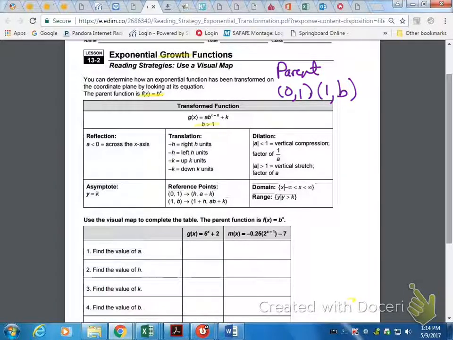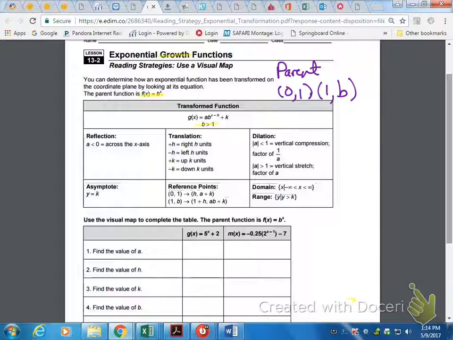All right, now I'm going to show you today a different way to graph these. I think it will be easier for you. All right, and so we're going to use this little graphic organizer to do it.